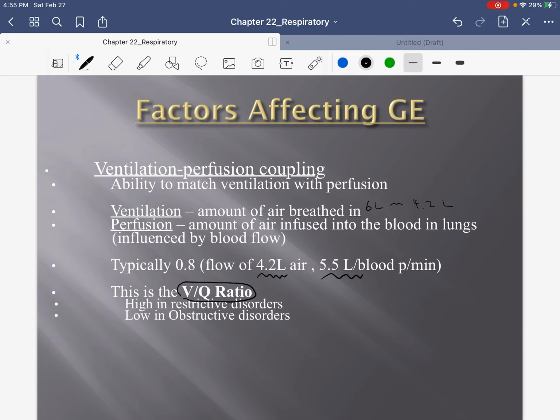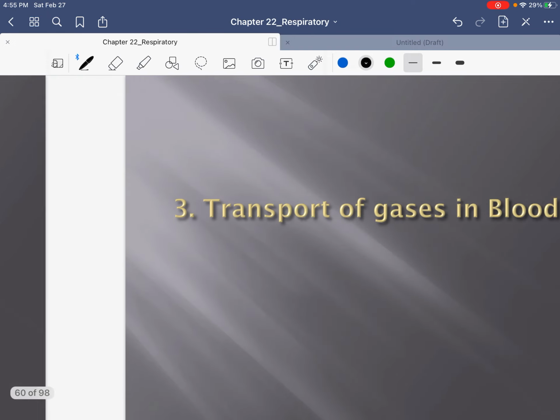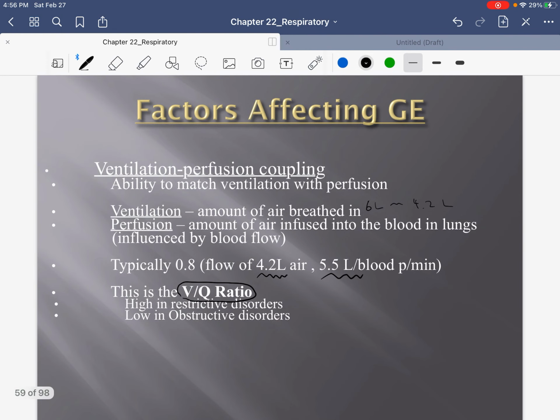And this would be the normal ratio. So indeed, if you divide 4.2 by 5.5, you'll get 0.8. And that's our usual VQ ratio, or ventilation perfusion coupling. And this is normal. I'm not going to ask you those numbers, just that one is higher than the other. For whatever flow of air reaches the alveoli, the rate of perfusion is higher.